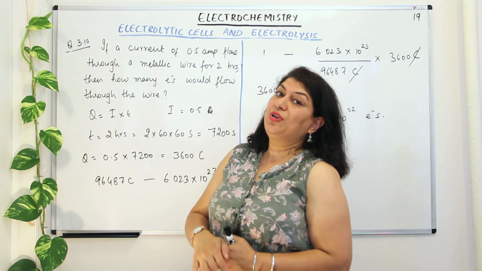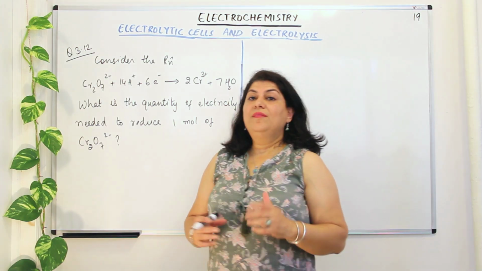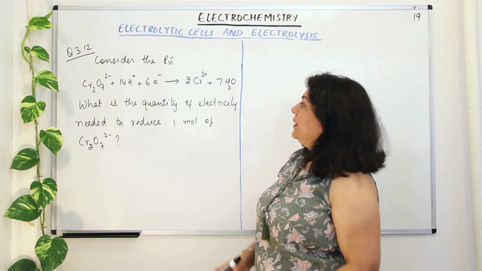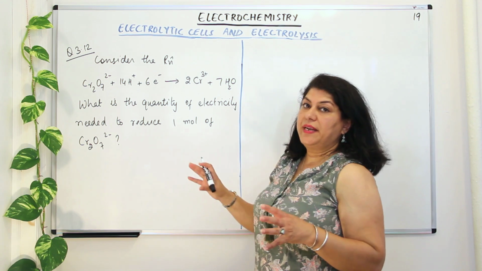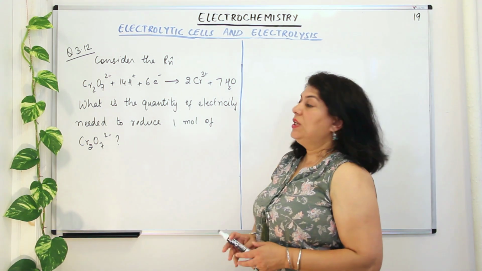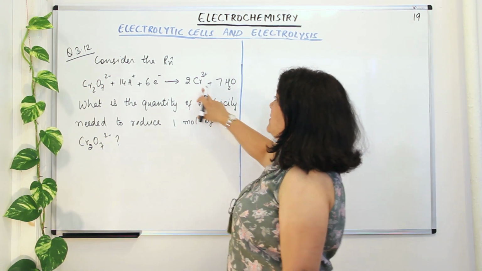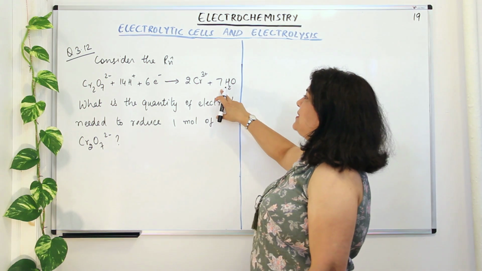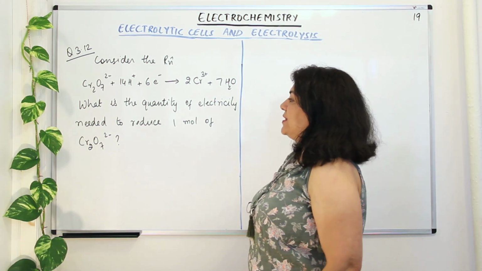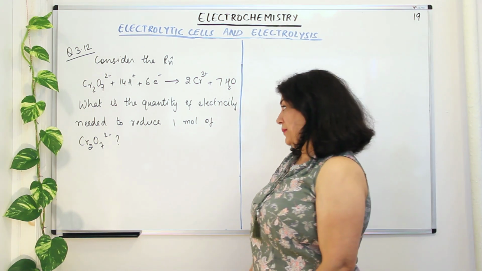I'll now solve one more numerical before winding up this video. Give me a moment to write it down. We now come to question 3.12, the in-text question. The question reads you to consider the reaction. The reaction is given to you, dichromate ion plus 14 hydrogen ions and 6 electrons give you 2 chromium ions, Cr3 positive, and 7 water molecules. What is the quantity of electricity needed to reduce 1 mole of dichromate ion?